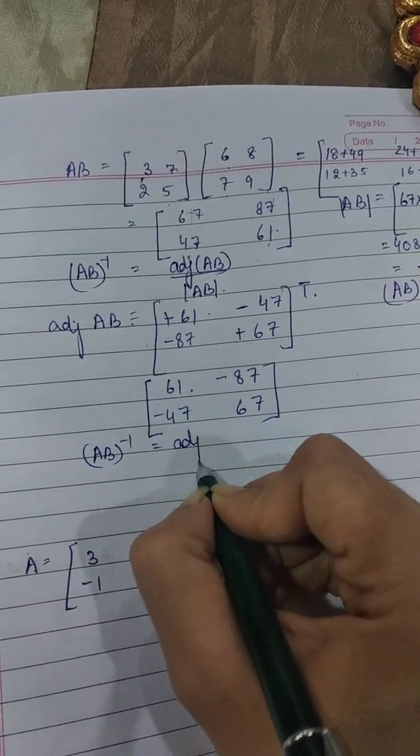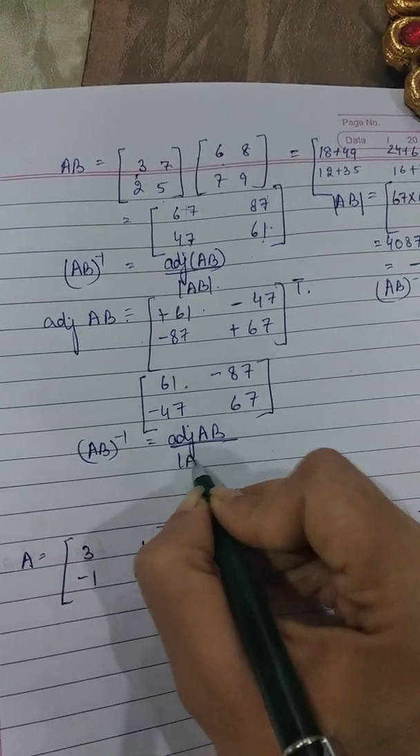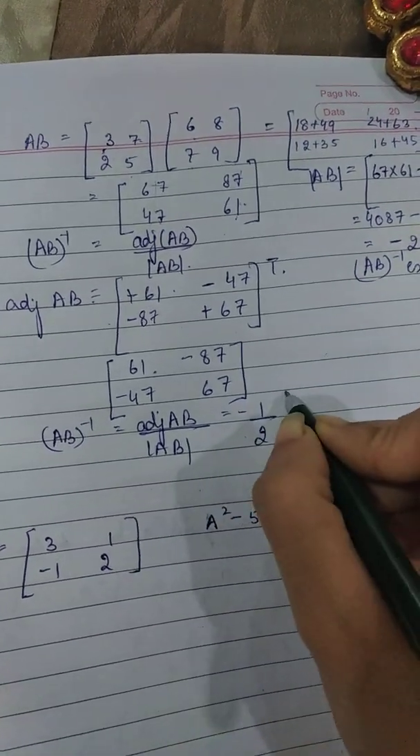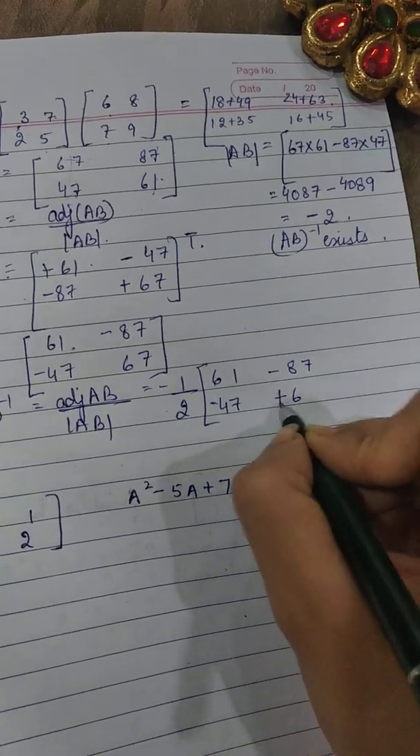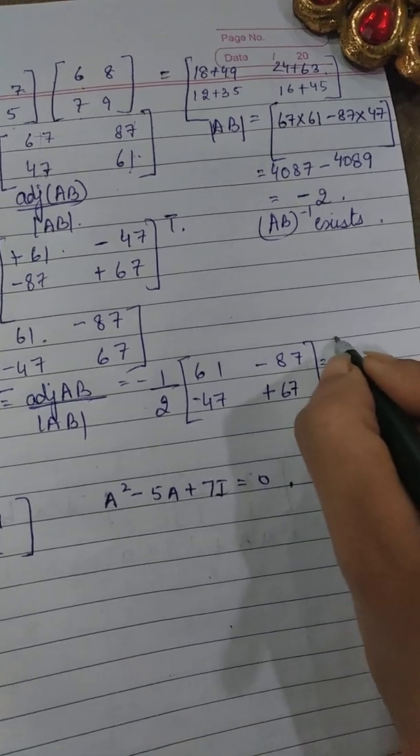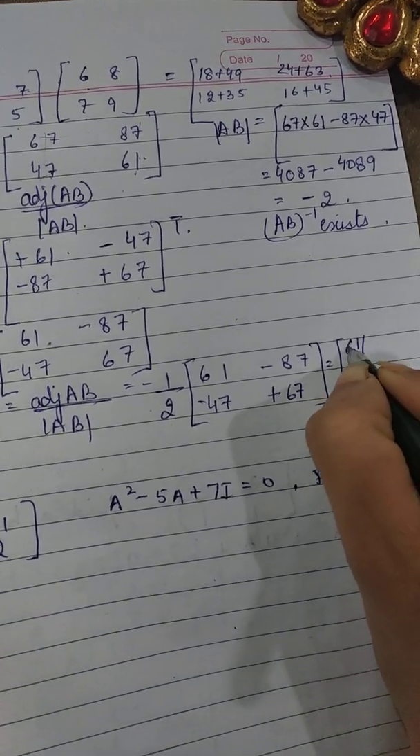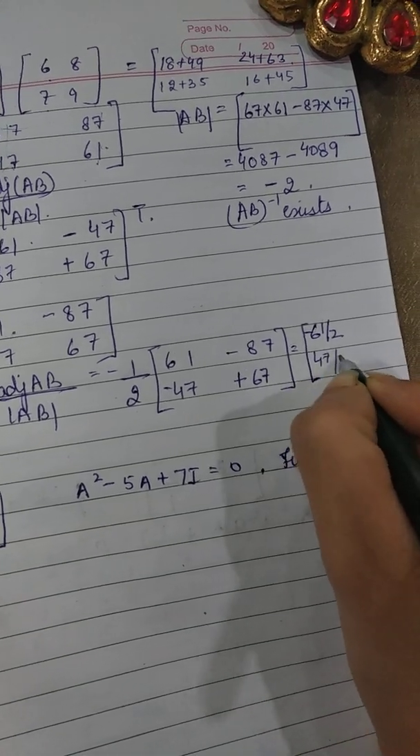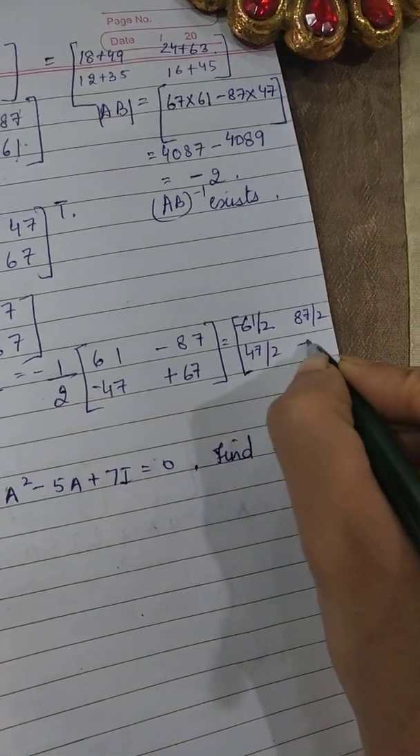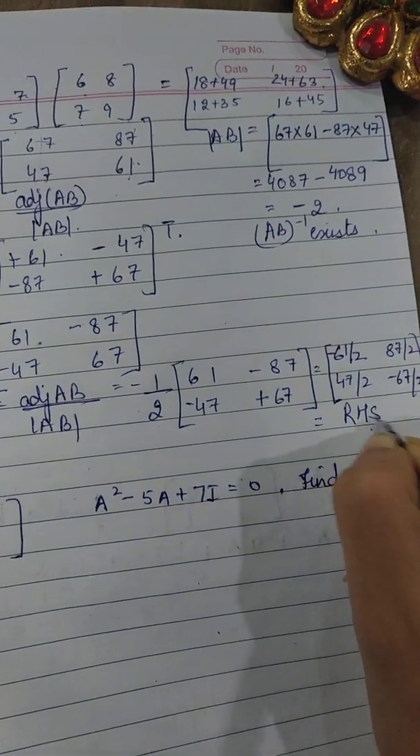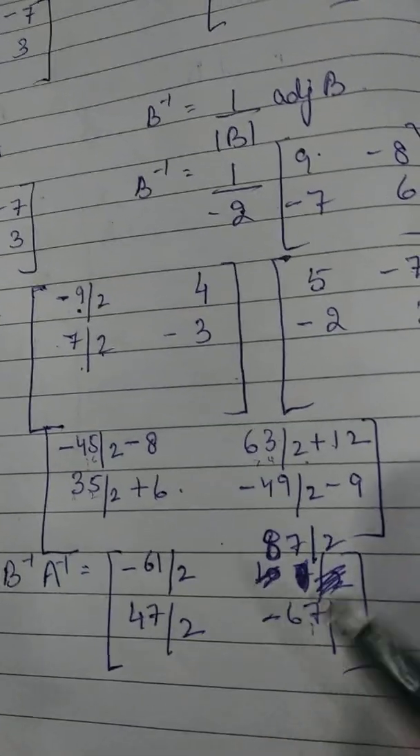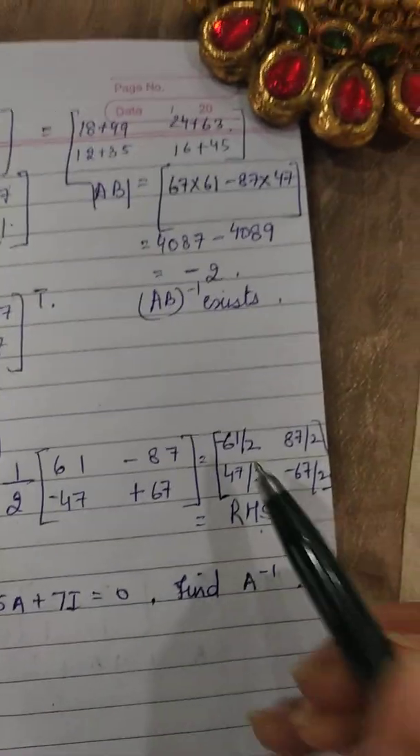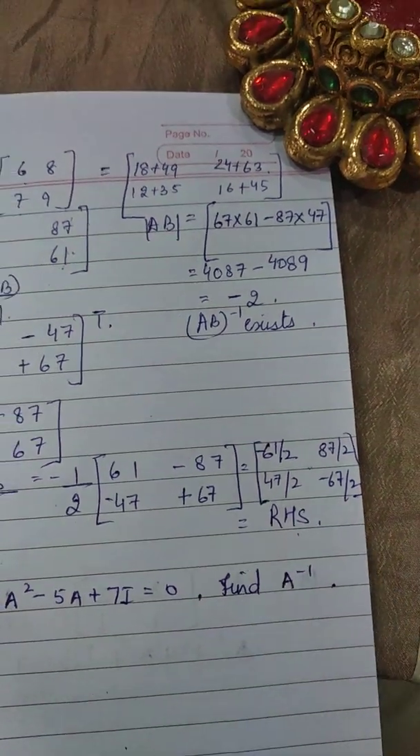Finding out AB inverse. Remember, that's adjoint of AB upon determinant of AB. So determinant is minus 1 by 2, times 61, minus 47, minus 87, plus 67. And this can be written as 61 by 2 with minus sign, 47 by 2, 87 by 2 and minus 67 by 2. And this is exactly equal to the RHS. This was our left hand side, and as we can see, this is exactly equal to the right hand side. Okay, so this is how we find it out.